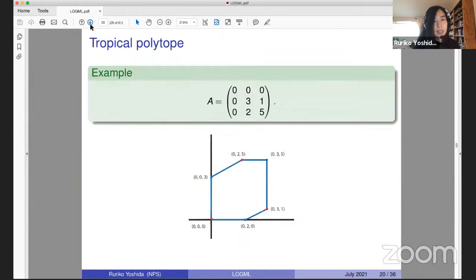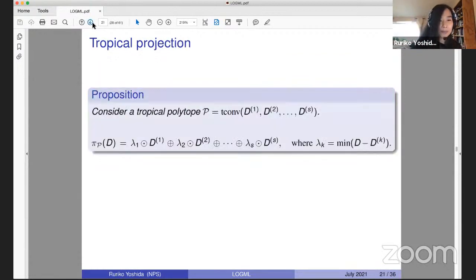All right, so this is just an example. And oh, here is a picture of the tropical polytope. It looks like a classical polytope, but yeah, so these are the vertices. The rows of the matrix are the vertices of the tropical triangle. And that's an example of a tropical triangle. You will see a lot of tropical triangles in a second.